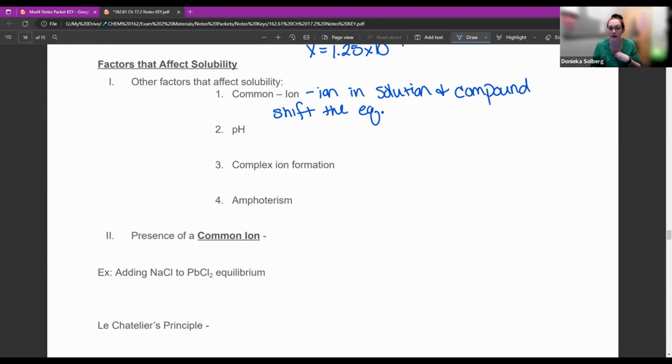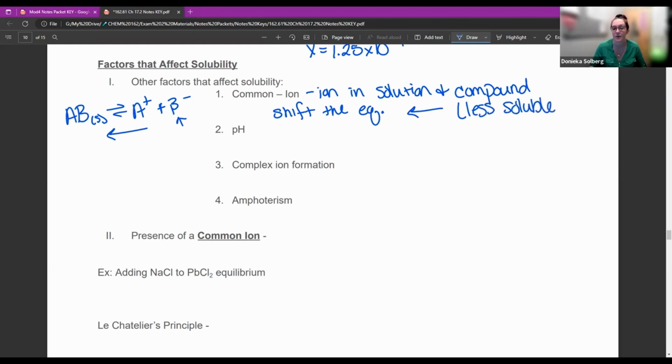If I'm looking at AB solid, making A plus and B minus, and I added in a common ion, maybe some more B minus, that's going to make it shift this way. So it's going to shift left and be less soluble. So if there's a common ion in there, it's going to be less soluble. And we're going to talk about that more in detail in a minute.